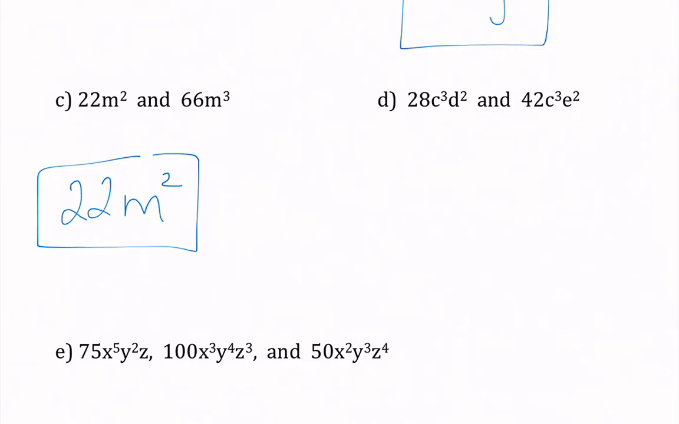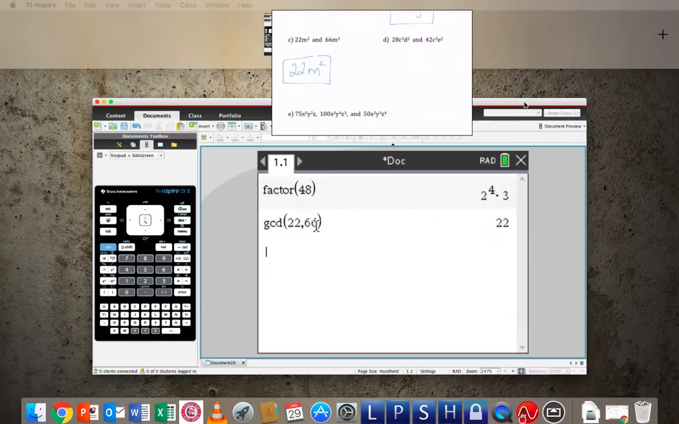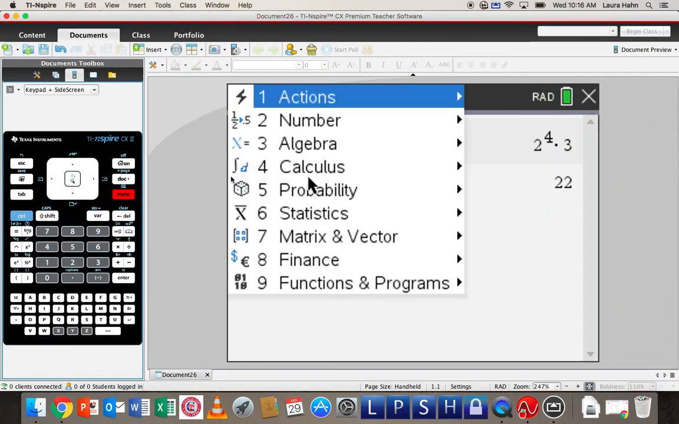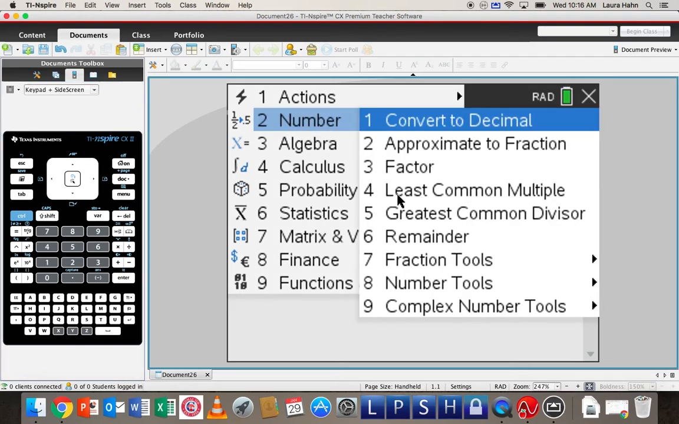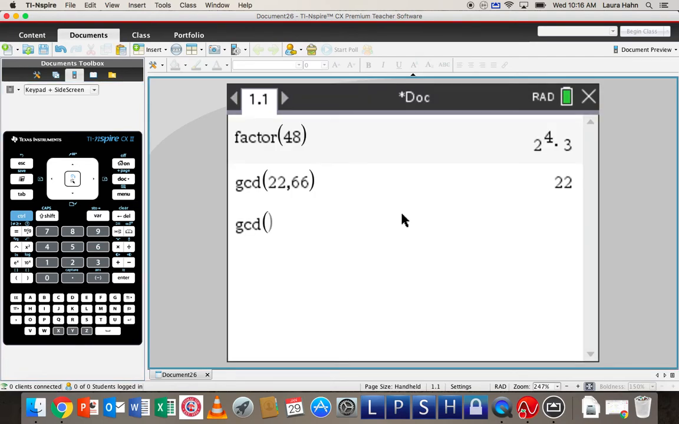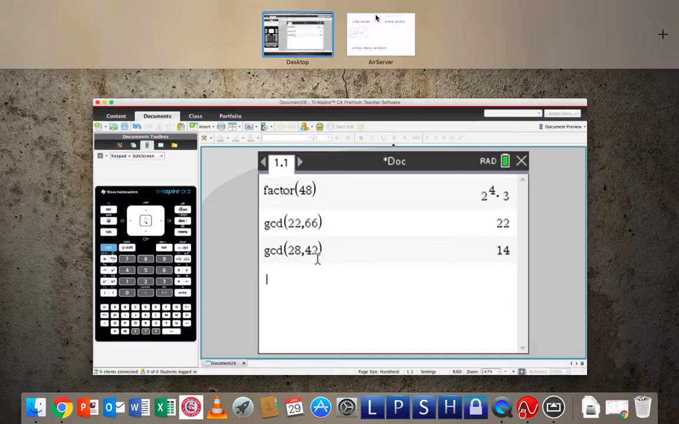All right, so on D, I need to figure out what is the greatest common factor of 28 and 42. So I'm going to use my calculator to help me out. So I press Menu, Number, Greatest Common Divisor, and my 2 numbers are 28, comma, 42. So it tells me that 14 is the greatest number that will go into 28 and 42. So 14.